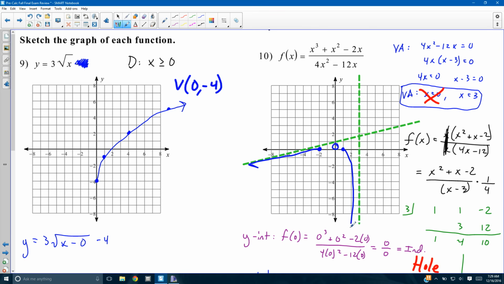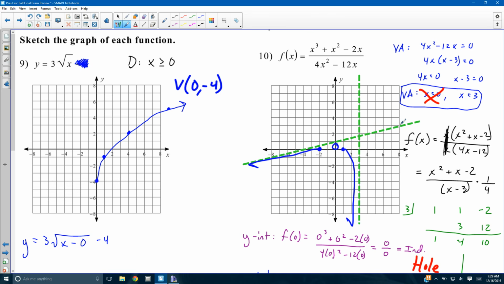So now the question is whether this graph is going over here or over here. And that happens by testing some points. You don't necessarily need the final value, because we know it's going to be approaching on those sides. What we don't know is which side of this asymptote it's going to be on.